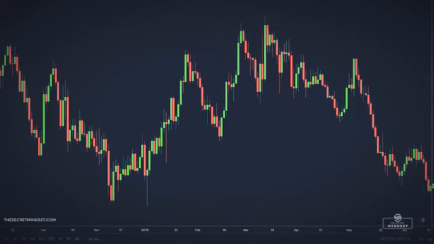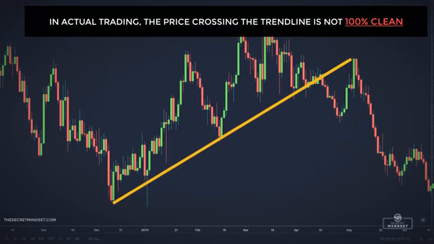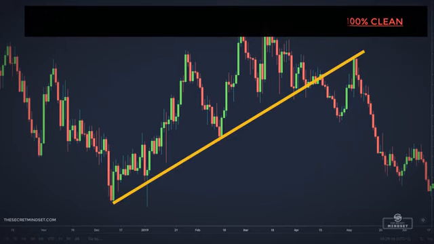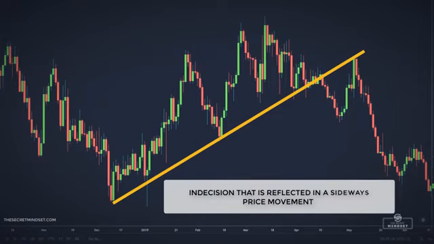In actual trading, the price crossing the trend line is not 100% clean. Most often, the prices that have been moving higher will cross below the trend line, then recross moving higher, then move lower again. The trend line is an important turning point, and there may be indecision that is reflected in sideways price movement before prices reestablish a trend.